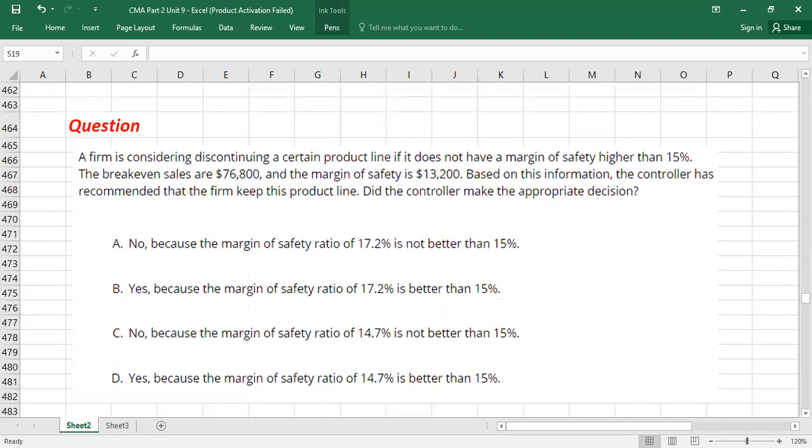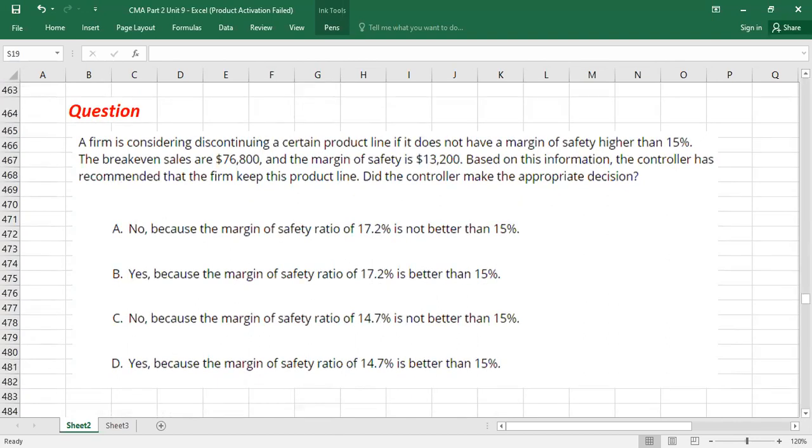We have another question here. For example, a firm is considering discontinuing a certain product line if it does not have a margin of safety higher than 15%. So actually what they are saying is, if margin of safety is less than 15%, you are going to discontinue that product. Okay. Break-even sales are given as $76,800, and margin of safety is given as $13,200.